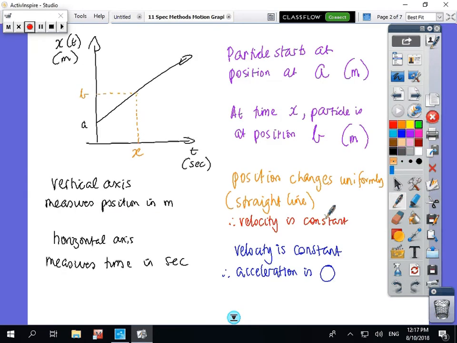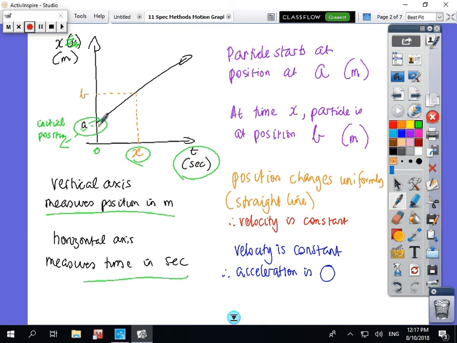Here's an example. Let's have a look, make sure you can read what the graph's showing. x is being measured in meters, and t is being measured in time. This is a particle moving, so time equals 0. We can't have anything going backwards because time doesn't exist backwards. The particle starts at position A, its initial position, and at some time t, the particle has moved from A to position B.